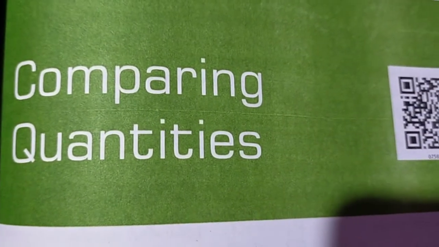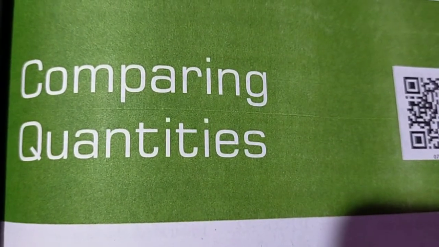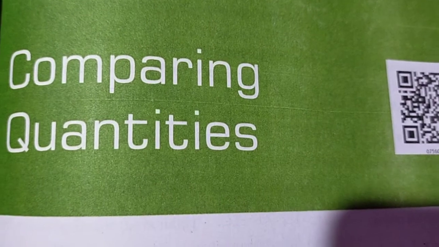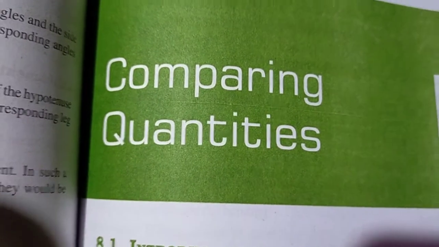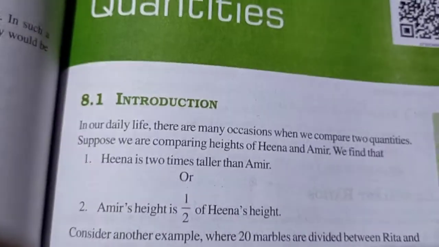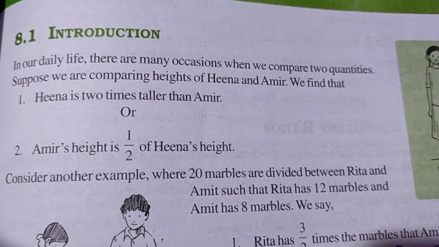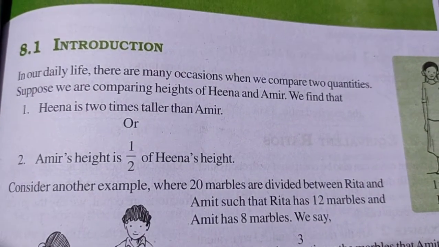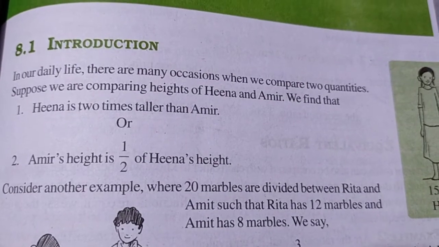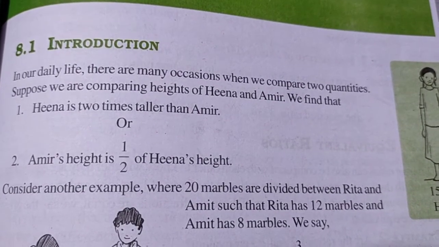Class 7, we are starting with your second term syllabus in Maths NCERT, chapter number 8, and that is comparing quantities. एक तुलना करना. तो इंट्रोडक्शन में देखिए, in our daily life there are many questions when we compare two quantities. कई बार ऐसा होता है कि हम दो ऐसी वस्तुएं हैं जिनको कंपेयर करते हैं.